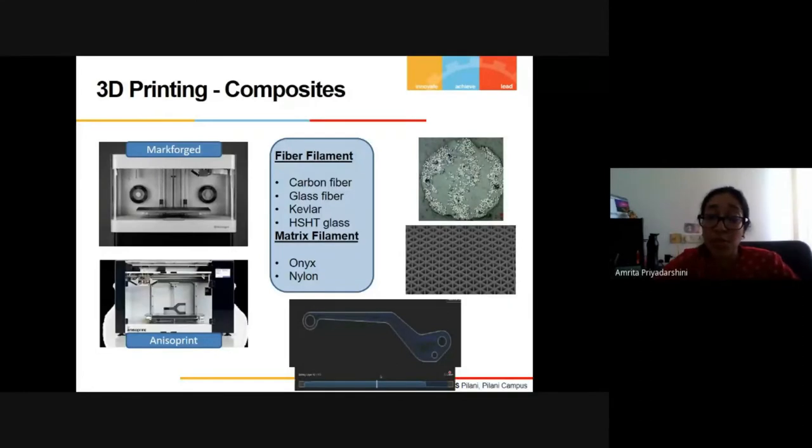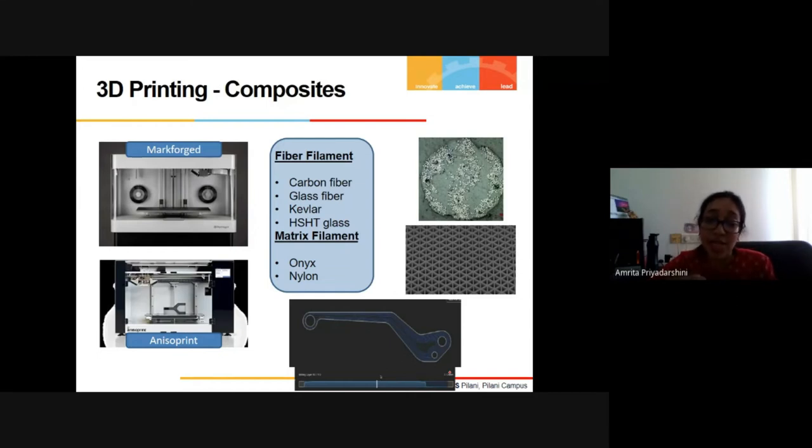Apart from polymers, nowadays scientists have started working on 3D printing composites. Composites, we all know what they are, and they find a wide variety of applications. 3D printing is additive, where the material is getting built up layer by layer, and here the starting part is a CAD model. So whatever complex structure you want can be created.